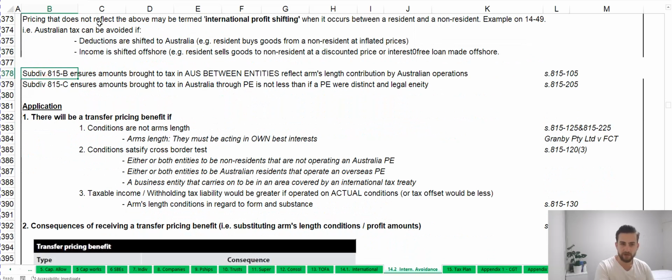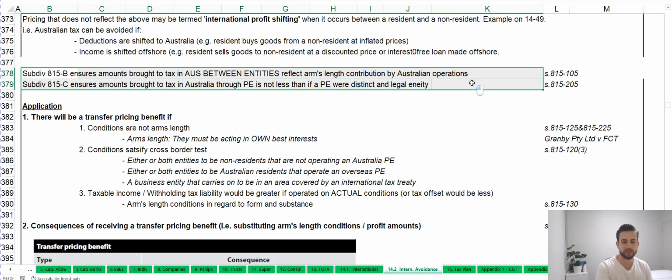So Subdivision 815-B ensures the amount brought to tax in Australia between entities reflects the arm's length contribution by Australian operations. Subdivision 815-C ensures the amount brought to tax in Australia through a branch is not less than if the branch were a distinct legal entity. So both of these subdivisions basically say we look at your prices, and if they're not market value, we're going to adjust them to what we think market value is to prevent international profit shifting.